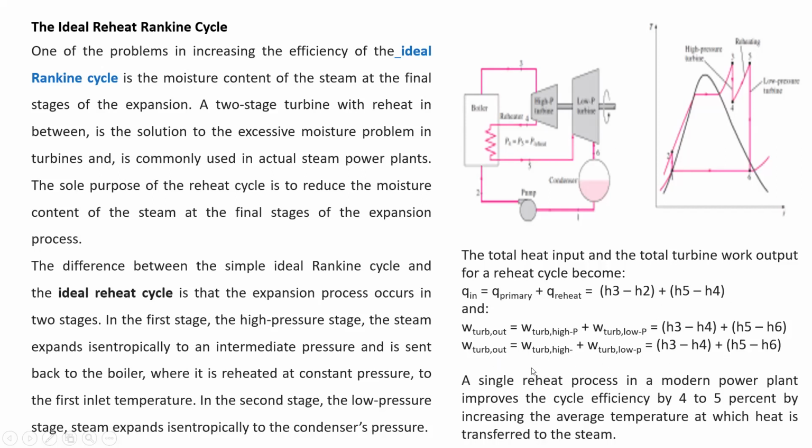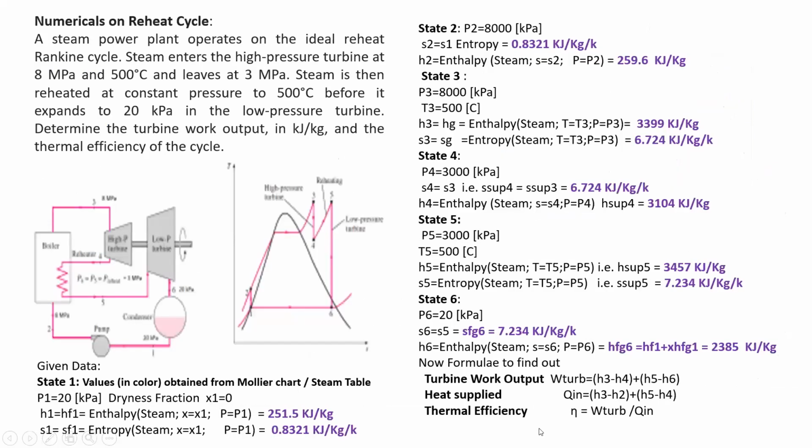A single reheat process in a modern power plant improves the cycle efficiency by 4 to 5% by increasing the average temperature at which heat is transferred to the steam. Okay.